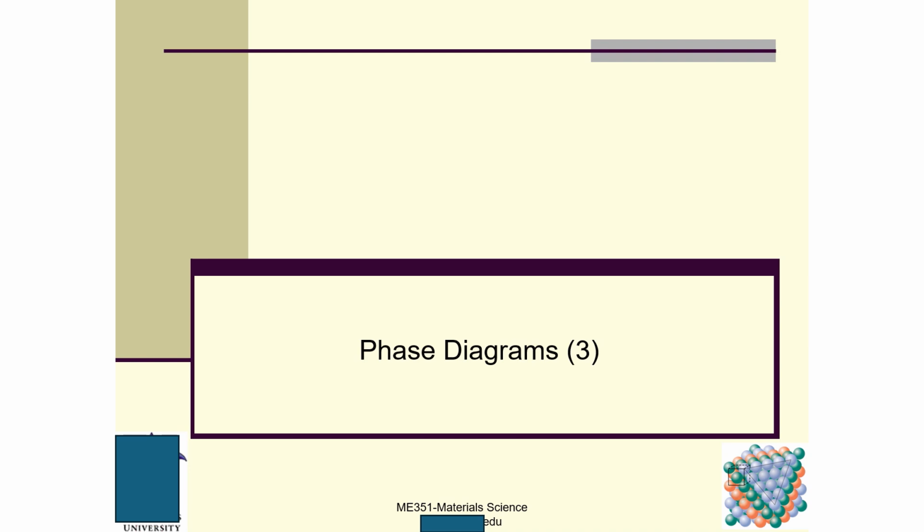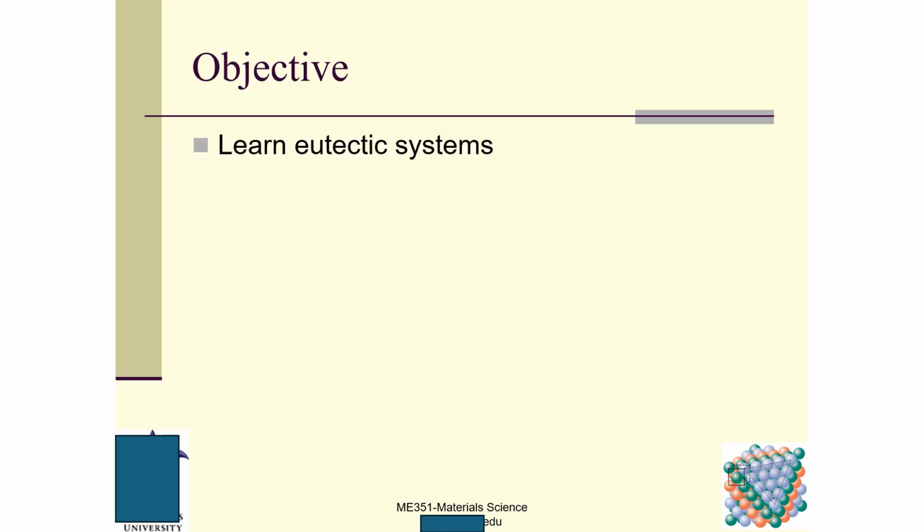Good morning, everyone. Today we are going to continue our talk about phase diagrams. You can see this is the third time for us to talk about phase diagrams. We will talk about this topic in other class sessions as well. You can see how important it is. And today's objective is very simple, one objective: learn eutectic systems. So this is very important. Eutectic systems.